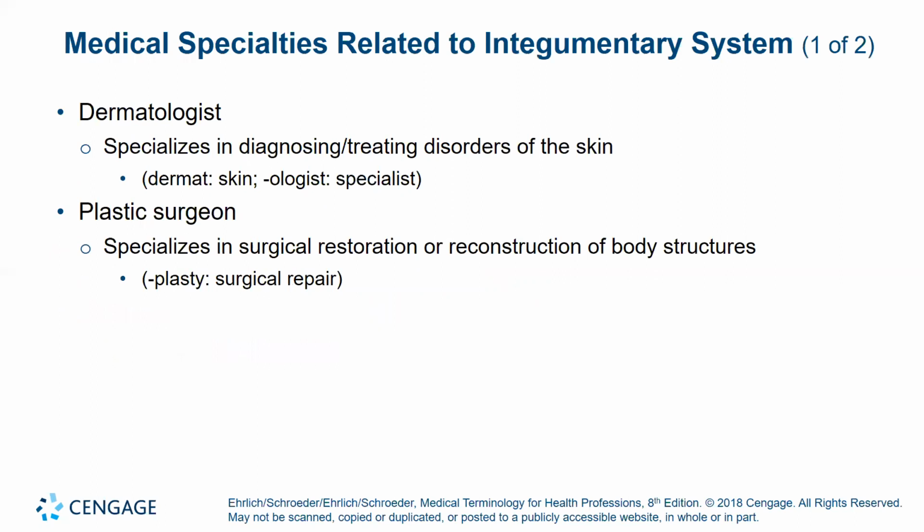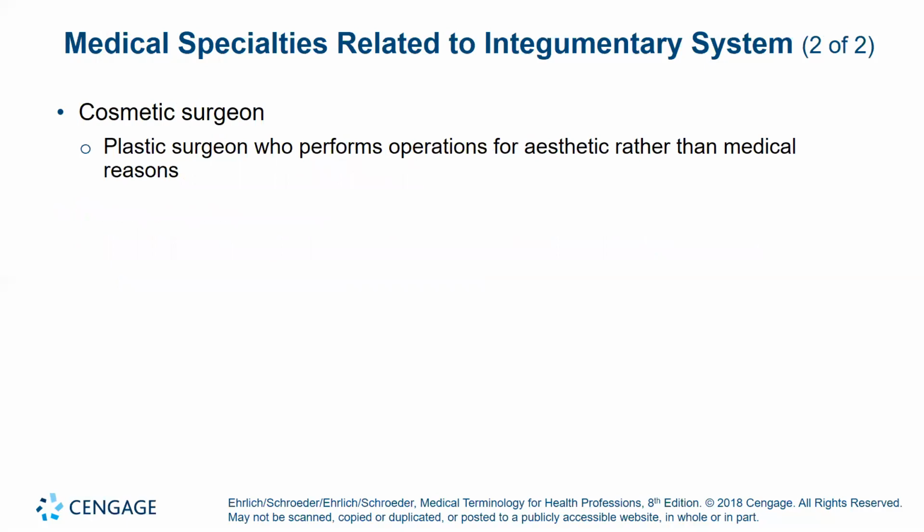Let's take a look at some of our medical specialists. We have a dermatologist. So dermat is skin, logist is specialist. So this would be a specialist in diagnosing and treating disorders of the skin. We have a plastic surgeon, plastic surgical repair. So this is a specialist in surgical restoration or reconstruction of body structures. We have a cosmetic surgeon. This is a plastic surgeon who performs operations for aesthetic rather than medical reasons.